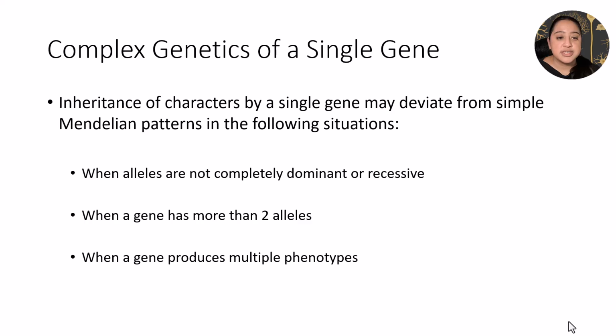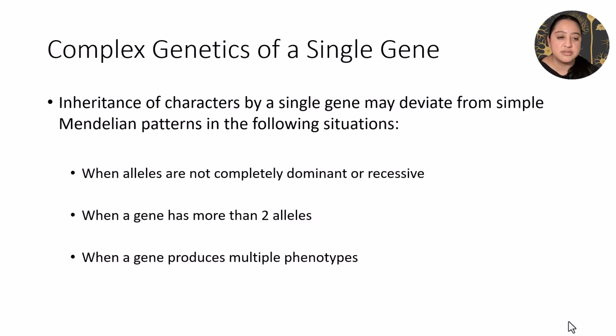Inheritance of characters by a single gene can deviate from simple Mendelian patterns in these situations: if alleles are not completely dominant or recessive, if a gene has more than two possible alleles, and when a gene produces multiple phenotypes. We're going to talk a little bit about these in more detail.